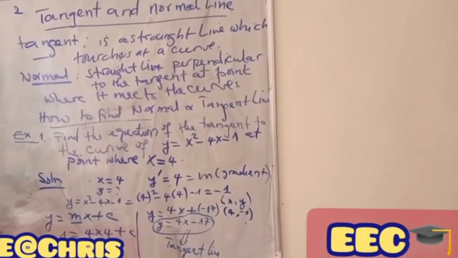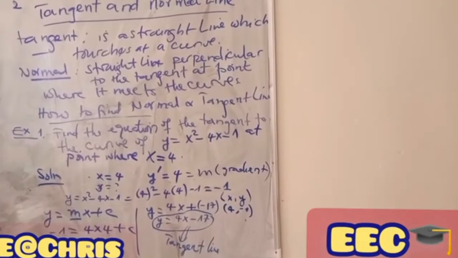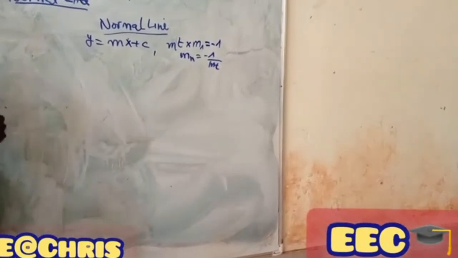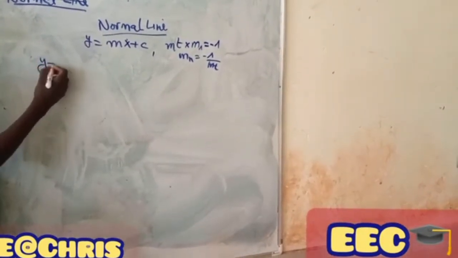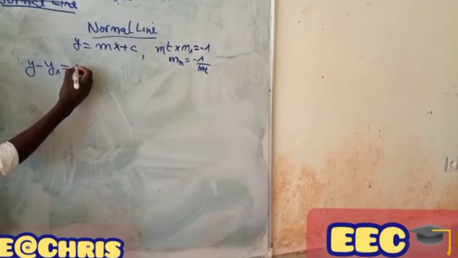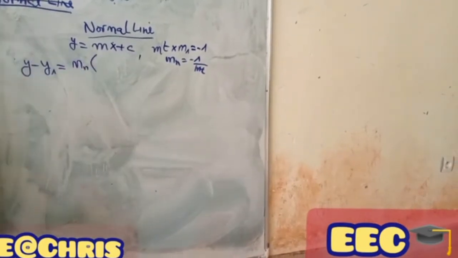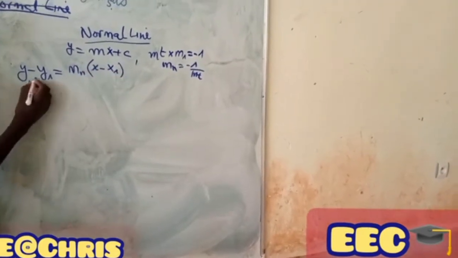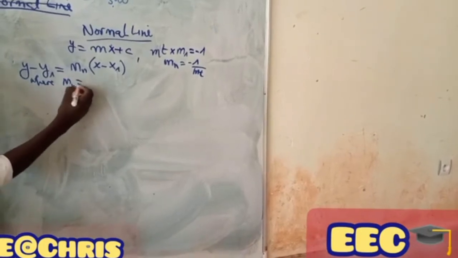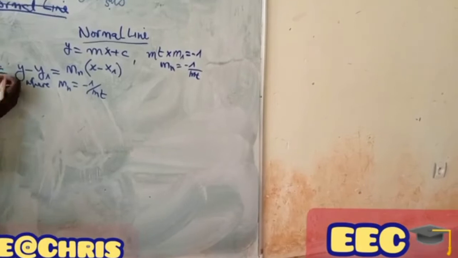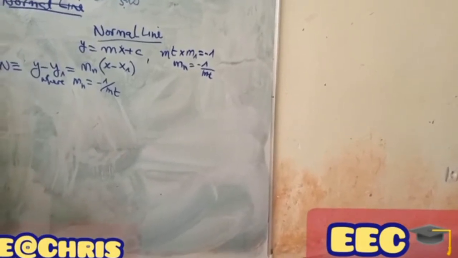So let us see the next example on the normal line. The formula for calculating the normal line is y minus y1 equals mn times x minus x1, where mn is equal to negative 1 over mt. And here, let us use this formula of the normal line to calculate the normal line for the given question that you have here.